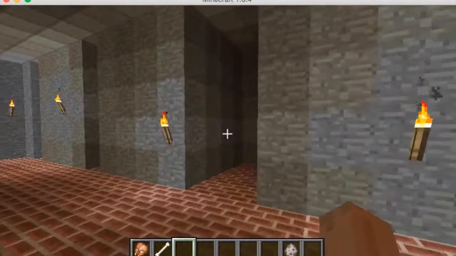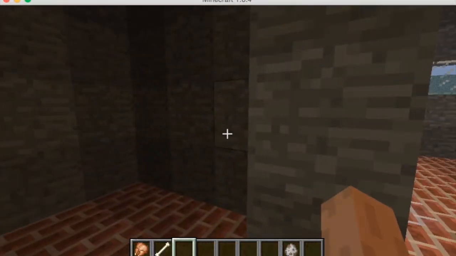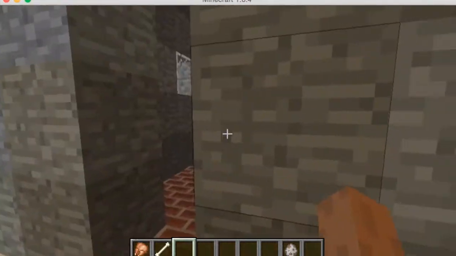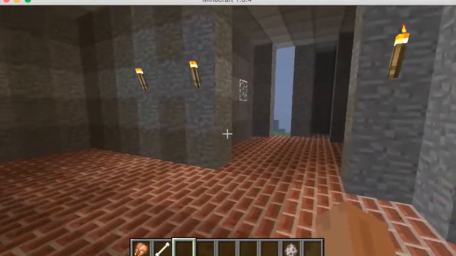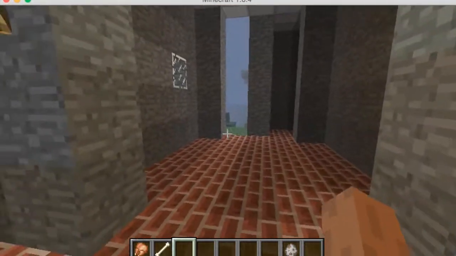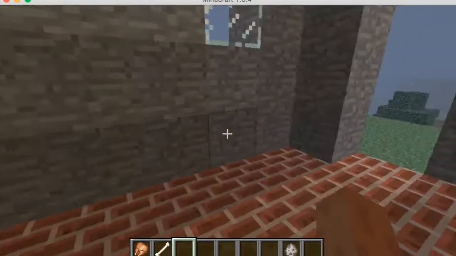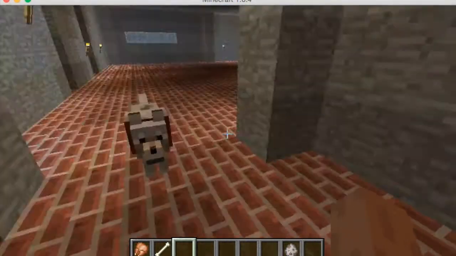That's a side door. This is the storeroom. This is another bedroom. And this is also another bedroom. And that's the back door.